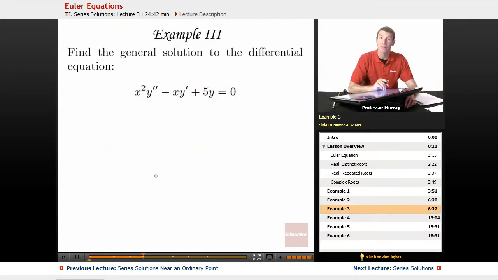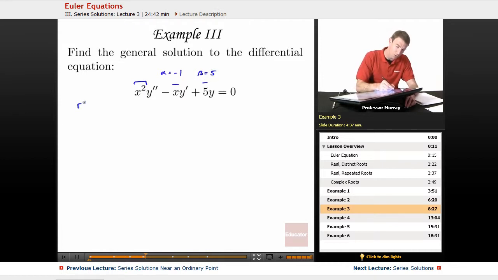Our next example here, again, we have an Euler equation. We can check that by noticing the descending powers of x, x squared, x, and a constant there. Our alpha here is negative 1. Our beta is 5. So those are the values we're going to use in the characteristic equation, r squared plus (alpha minus 1) r plus beta equals 0. So if alpha is negative 1, then alpha minus 1 is negative 2, and beta is still 5.